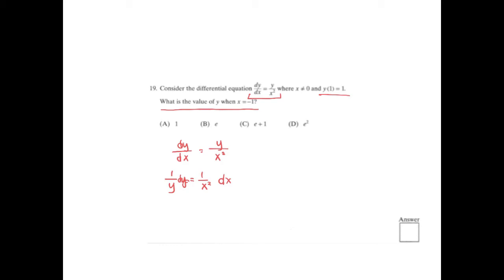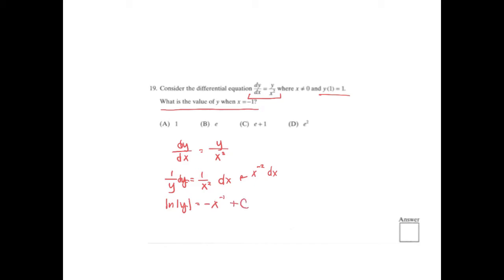Now the antiderivative of 1 over y is ln absolute value of y. The antiderivative of 1 over x squared, please do not get confused. 1 over x squared is x to the negative 2, right? And so you're going to add 1 and divide by what you added.